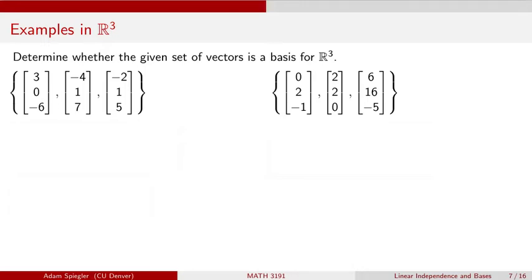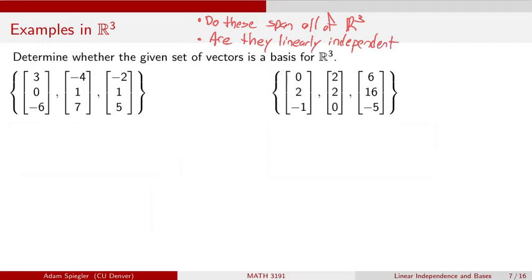So just recall the properties that we're going to be looking at are, do these vectors span all of R3? And secondly, are they linearly independent? And if they satisfy both of these conditions, then the set of vectors is considered a basis. So these are the questions that we need to consider. And these are ideas, span and linear independence, that were all over the inverse matrix theorem.